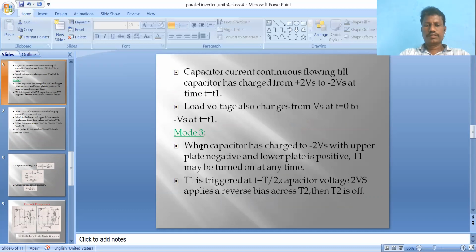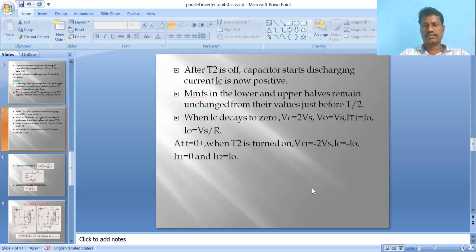Here the third mode is also the same. When the capacitor has charged to minus 2 Vs with upper plate negative and lower plate positive, T1 may be turned on at any time. In the previous second mode, T2 was on state. By the presence of capacitor C, complementary commutation is presented across thyristor T2. T2 will be off state. Then a firing pulse is given to T1. T2 is triggered at T equal to T by 2. The capacitor voltage 2 Vs applies a reverse bias across T2. Then T2 is off state, right?